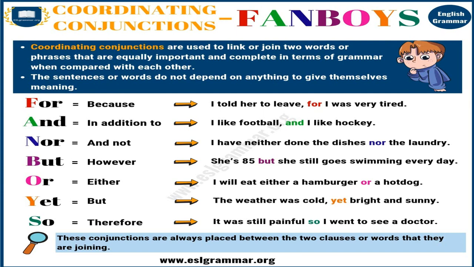Now, as we have seen the coordinating conjunctions and the mnemonic to remember them, FANBOYS, we will see what these conjunctions are actually used for. What are their purpose? For is used in place of because, to give a reason. For example, I told her to leave for I was very tired. I told her to leave because I was very tired. Here, for is giving a specific reason. So, the coordinating conjunction for is used to give a reason. It substitutes the word because.